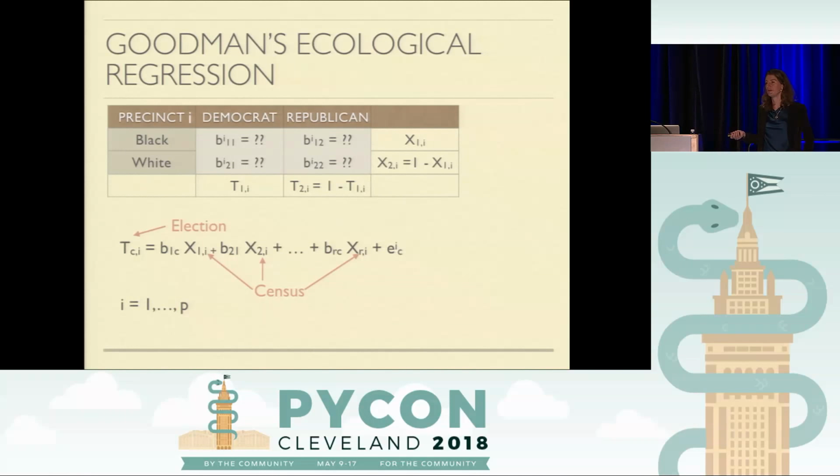So the total percentage of voters that go Democratic is the sum of the proportion of black voters who vote Democratic times the proportion of black voters, plus the proportion of white voters who vote Democratic times the proportion of white voters, and so on. And this is an identity that holds deterministically for each precinct. Goodman's regression basically assumes that the polarization that we see is exactly the same in every precinct, and then performs a linear regression. So a couple problems with this.